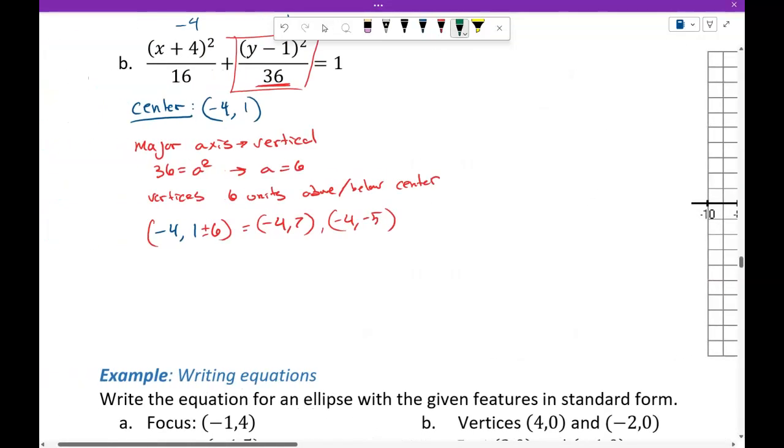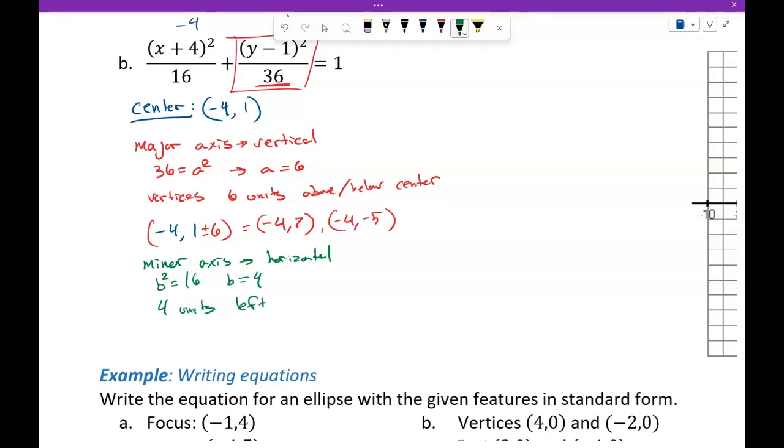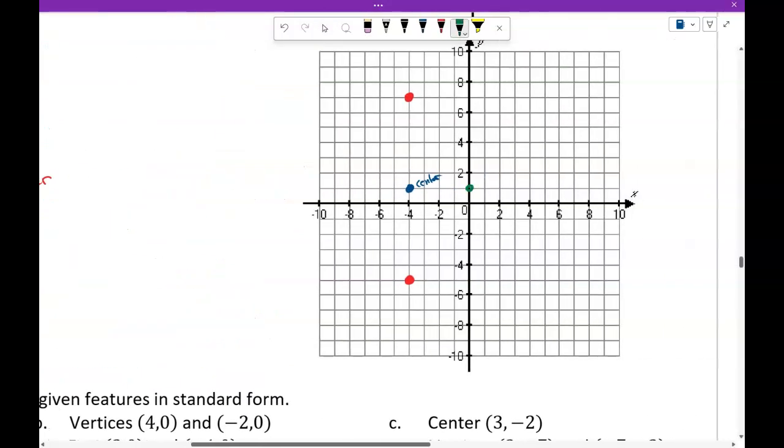And then lastly, we need our covertices. Our minor axis is horizontal again. And so that means that b squared equals 16. Therefore, b is 4. 4 units left and right of center. So we take our center, that is negative 4, 1. And since we're going left and right, we'll add and subtract 4 from the x value. So we'll get 0, 1 and negative 8, 1. And we just have enough to connect our vertices, giving us our ellipse.